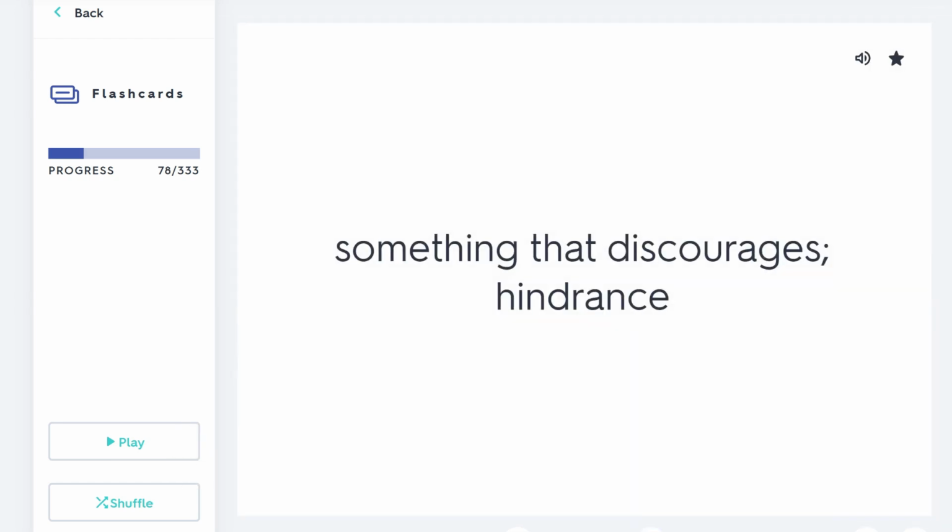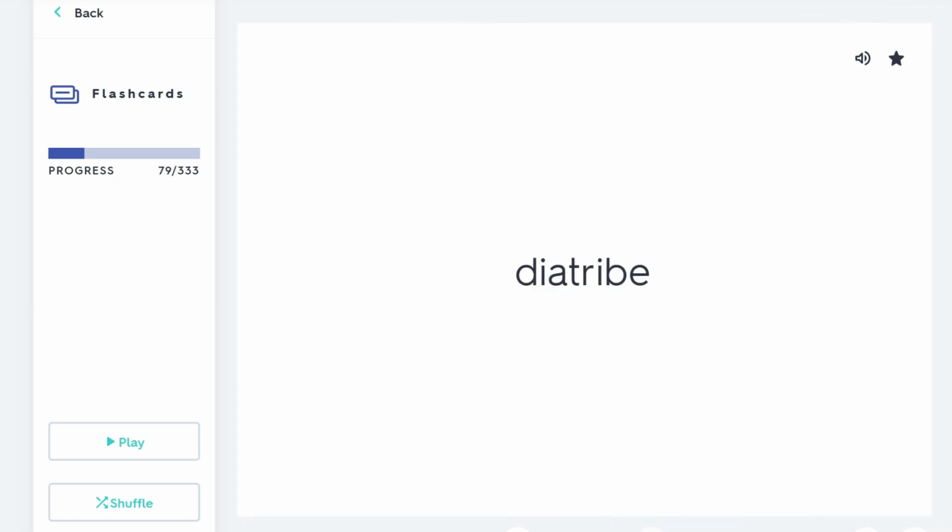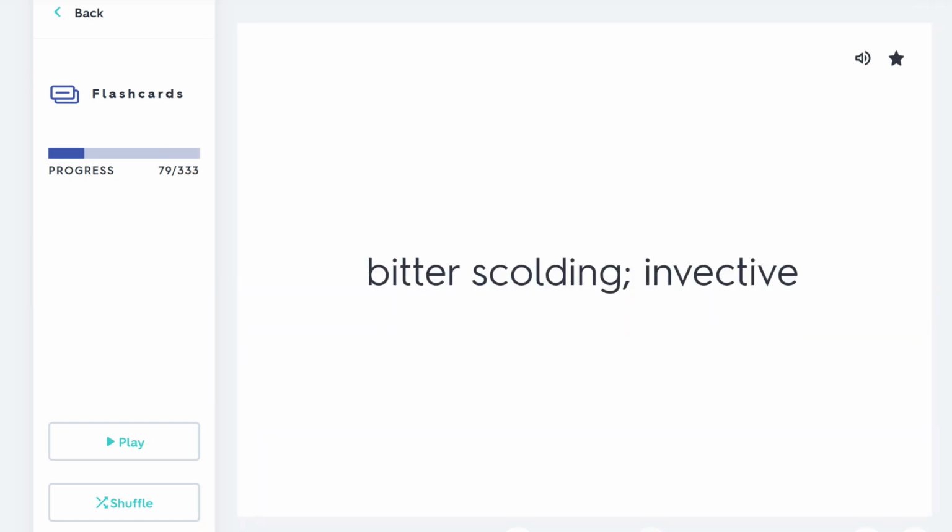Deterrent. Something that discourages, hindrance. The nuclear deterrent exists in theory to discourage big powers from fighting each other, to hinder the start of a nuclear war. The nuclear deterrent. He wanted to deter her from asking anything, so he walked out the room. To deter. Diatribe. A bitter scolding telling off. Invective. He went on a long diatribe about all the mistakes she had made.